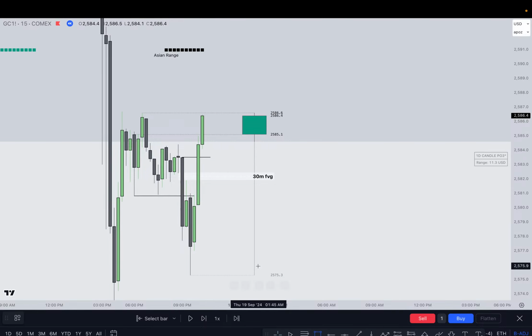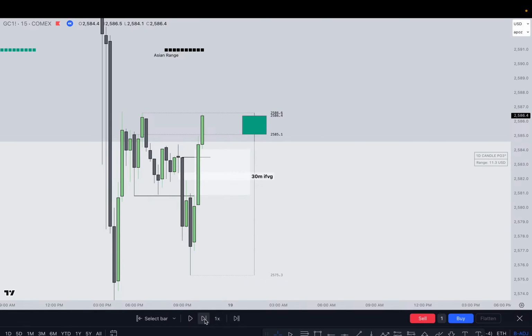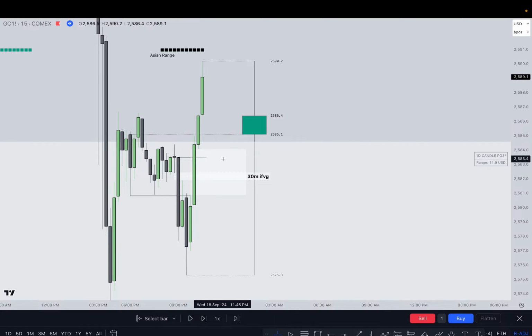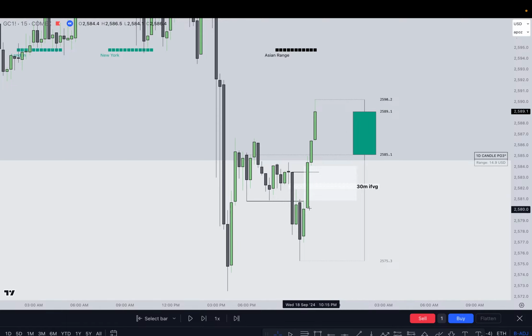So now, sure, it could go back to the IFVG right here. This now became an IFVG. But it could also just run down from this one. So we're waiting for a pullback, and that's my trade. That's it. That's how I would trade. I'd wait for it to close above, and I'd trade from that range.